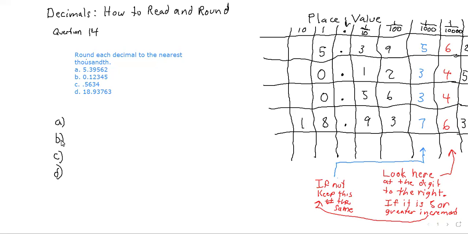The section is requested questions. It's question number 14, and the section is decimals, how to read and round. So let's get to it. The question states, round each decimal to the nearest thousandth.